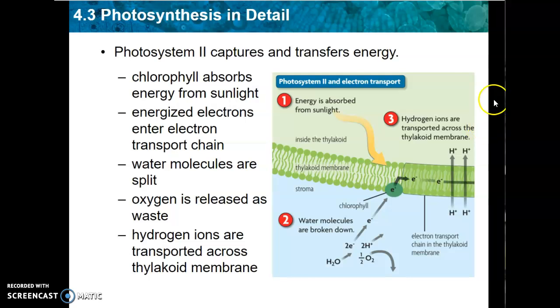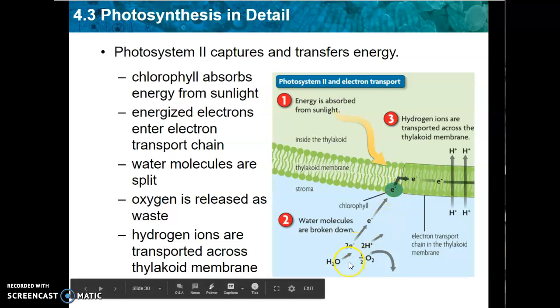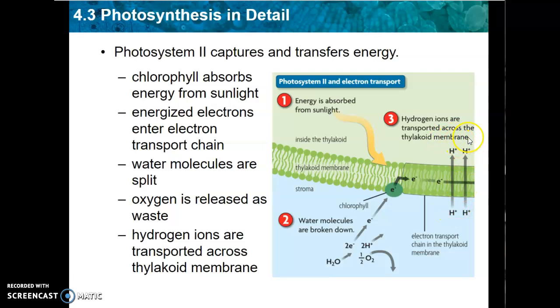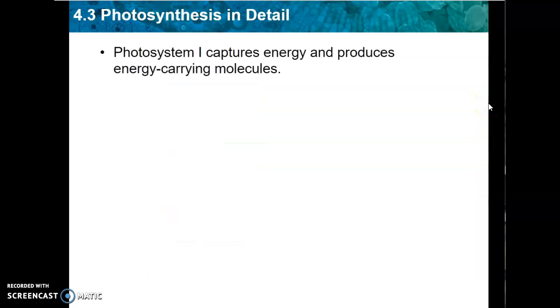Here we can see that diagram of photosystem 2 and the electron transport chain. So energy is absorbed, it hits the chlorophyll molecule, it accepts the electrons that came from that water molecule that was split. The hydrogen protons are transported across the thylakoid membrane, and they build up a potential energy in there that's going to fuel the creation of the ATP synthase later on.